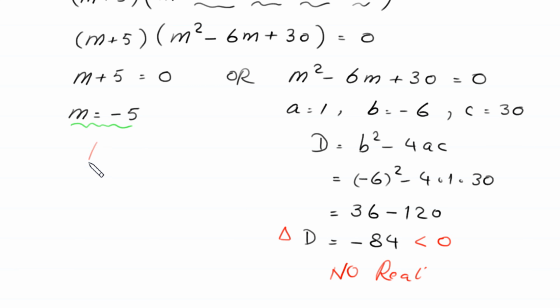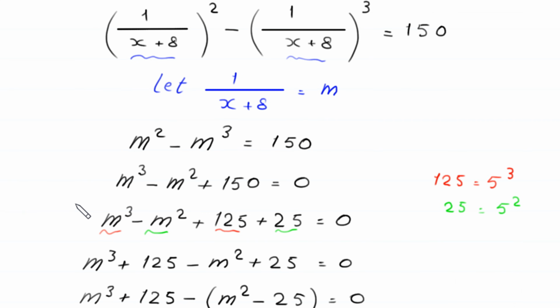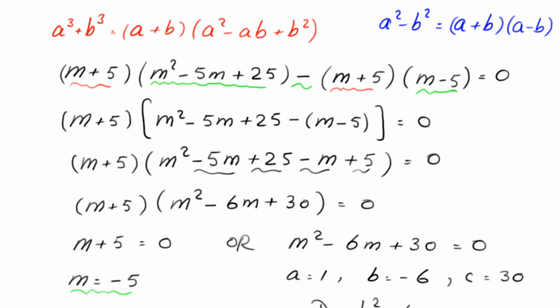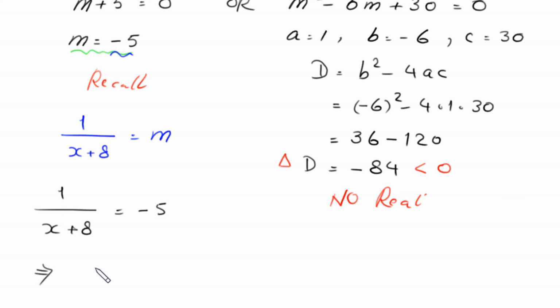Now, to find the value of x, recall that we have supposed that 1 over (x + 8) is equal to m. So when m is equal to negative 5, then this equation will become 1 over (x + 8) is equal to negative 5. And if we multiply both sides by (x + 8), this implies that 1 is equal to negative 5 times (x + 8).